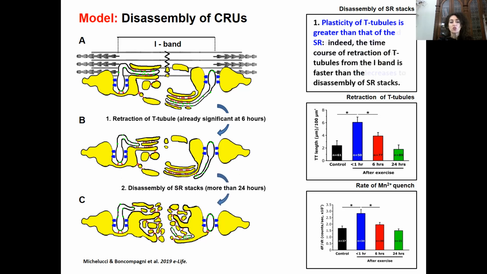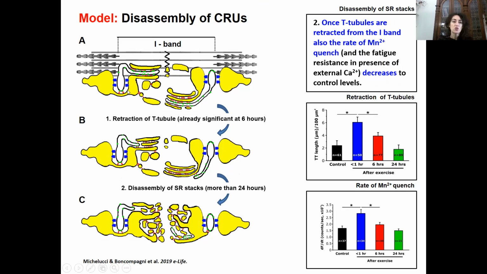The time course of T-tubule retraction creates a nice parallel with the rate of manganese quench, visible if you compare these two bar graphs here. So we concluded that the key event in the assembly of fully functional calcium entry units is indeed the elongation of the transverse tubules, which contain ORAI1, from the triad. The tubules elongate into the I band to associate with SR stacks, which contain STIM1 proteins.